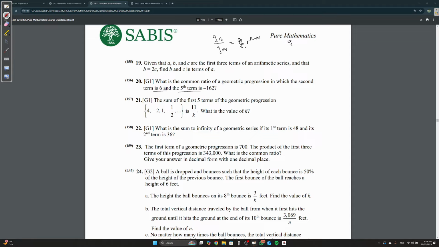So G5 over G2 is equal to r to the power of 5 minus 2. So it's going to be negative 162 divided by 6 is equal to r cubed. This is our calculator.